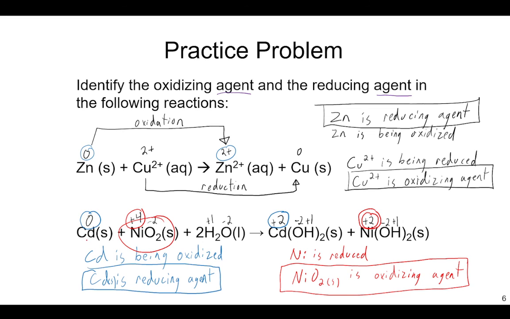Okay, so I think we'll stop this lecture here. Up next, we will talk about balancing redox reactions, which is what these reactions are. When something gets reduced and something else gets oxidized, we call that reduction oxidation reaction, or a redox reaction for short. And we need to figure out how to balance these, which will be much more difficult than just balancing normal chemical reactions. So that'll do it for this lecture.